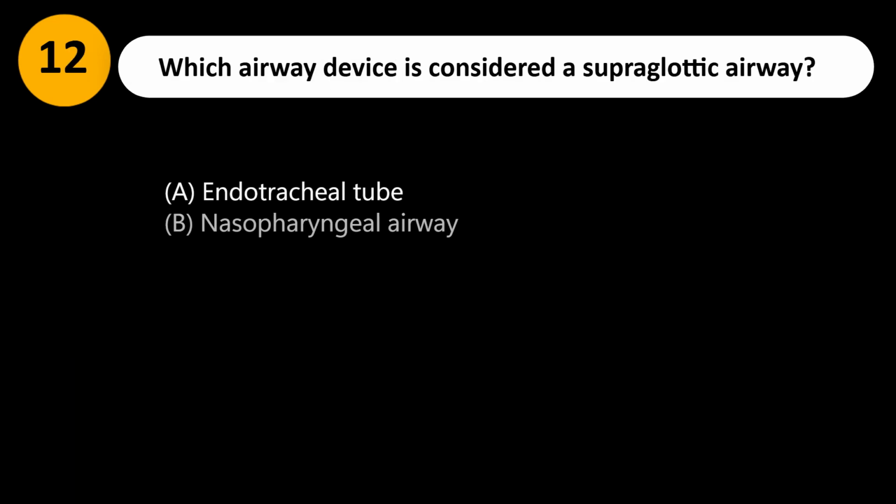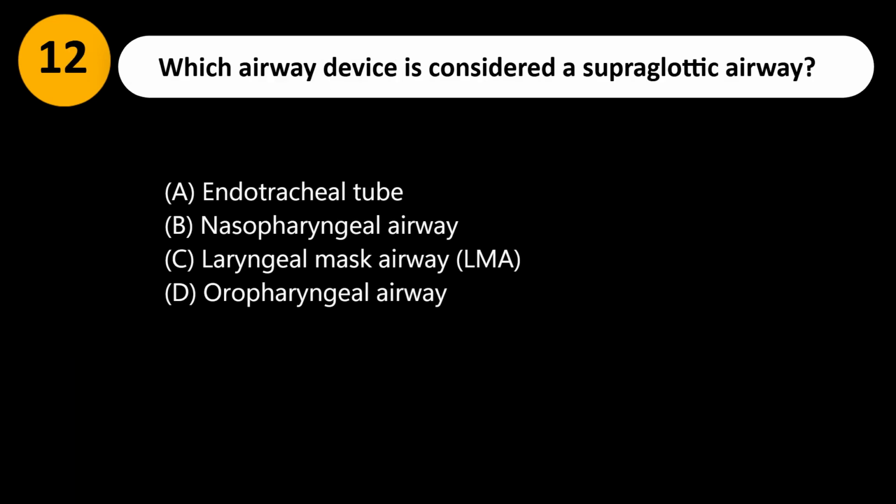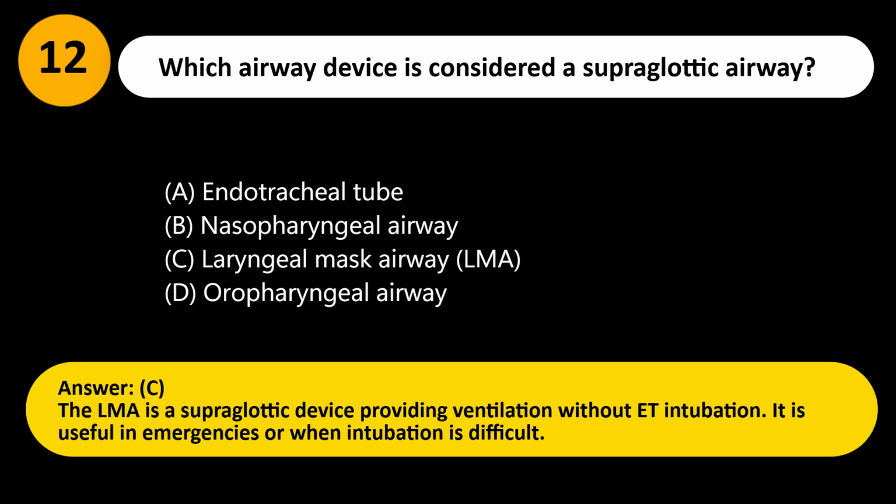Which airway device is considered a supraglottic airway? A. Endotracheal tube. B. Nasopharyngeal airway. C. Laryngeal mask airway, LMA. D. Oropharyngeal airway. Answer, C. The LMA is a supraglottic device providing ventilation without ET intubation. It is useful in emergencies or when intubation is difficult.